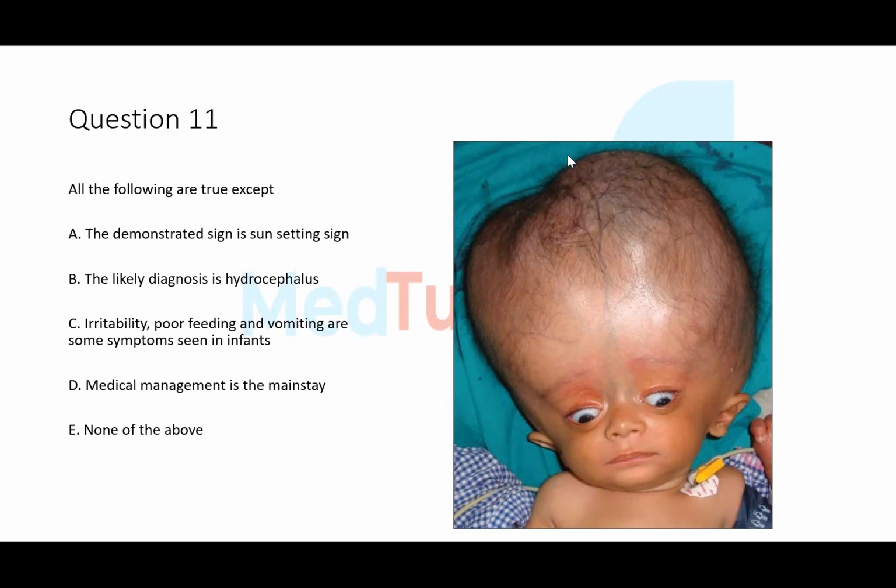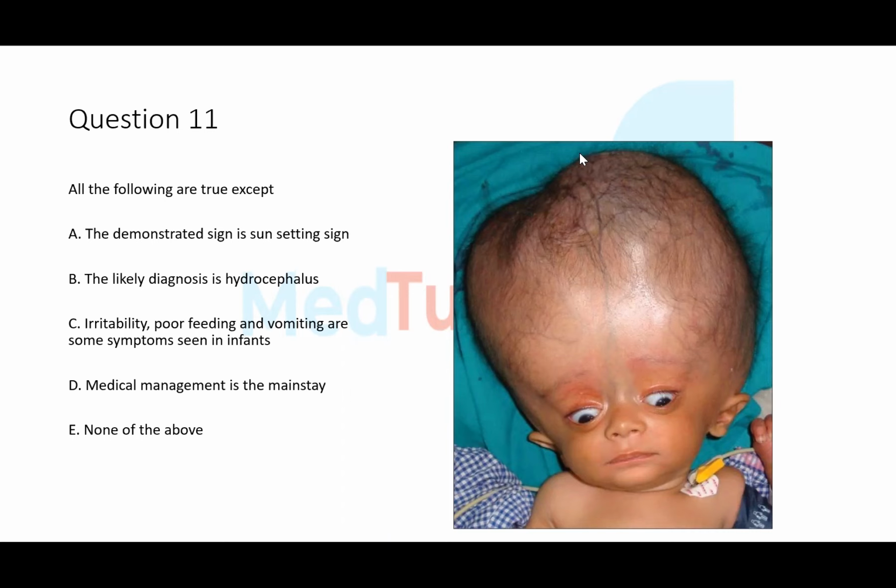So this sign is what is depicted here. The likely diagnosis is hydrocephalus. Yes, true, it's possibly hydrocephalus. Irritability, poor feeding, vomiting are some of the symptoms seen in children. Yes, in such children, there could be so much pressure in the head that the patients will have vomiting, poor suck, poor feeding, irritability, all resulting from this intracranial pressure. Then, the medical management is the mainstay. This is false. What we need to use for this child is surgical intervention.